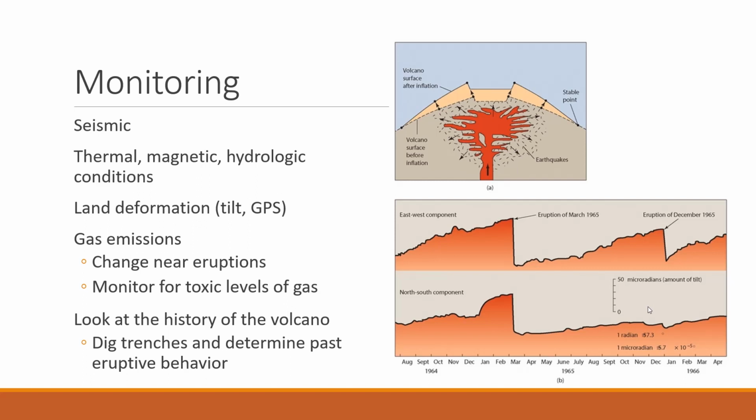And again, we can also track the magma movement. That happens a lot, especially in Hawaii and Iceland, where they have nice monitoring. They can actually track how the magma is moving. We can look at thermal signals, so is it heating up? Magnetic signals, hydrologic conditions, is the groundwater changing? We can look at the deformation. Do we see a bulge forming? So we can use that using tilt meters. So do we see a change in the shape, or GPS, is it moving? Gases can change near eruptions. We also want to always monitor for toxic levels of gases.